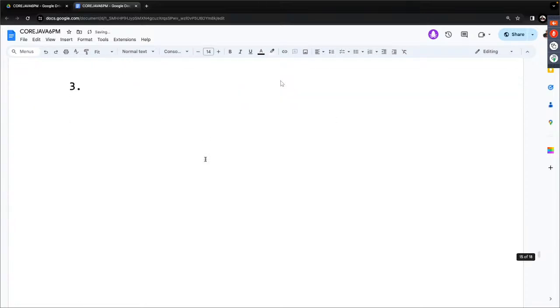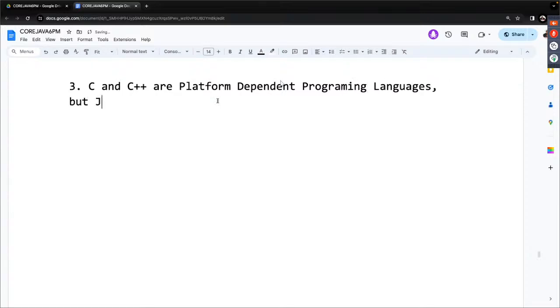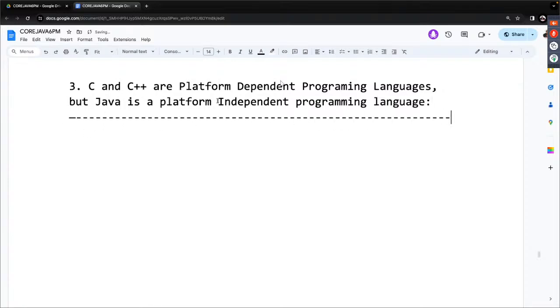Right. Now coming to point number 3. C and C++ are platform dependent programming languages, but Java is a platform independent programming language. That's the third difference we have to understand here.